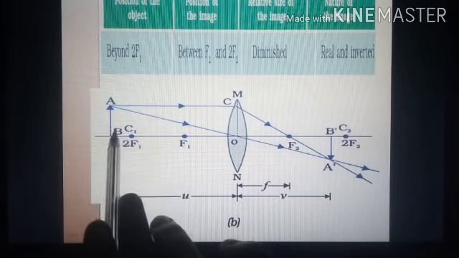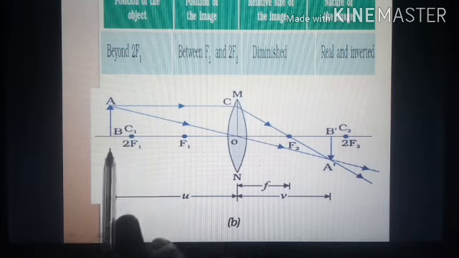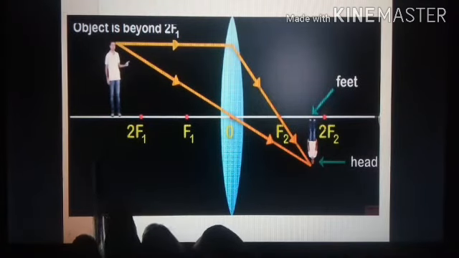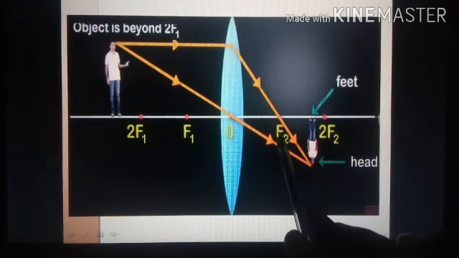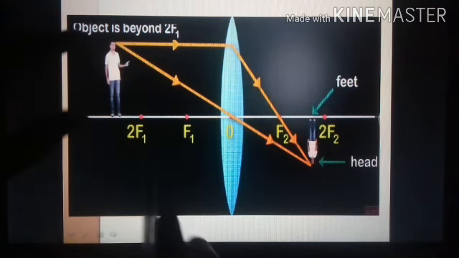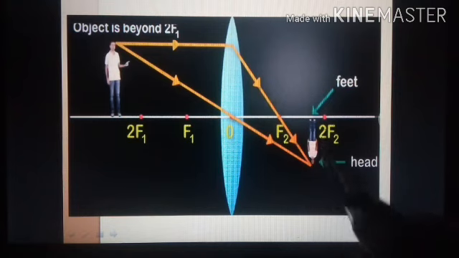In this case, by replacing this arrow mark by assuming a man standing in this place, we can obtain a diagram like this. So a man is standing beyond 2f1, and we can obtain the image by using a ray diagram like this. The image is obtained between f2 and 2f2. The image will be diminished. The height of the object is this AB, and the height of the image A dash B dash will be diminished, and it is real and inverted. So this is the second case, and we will move to the third case.